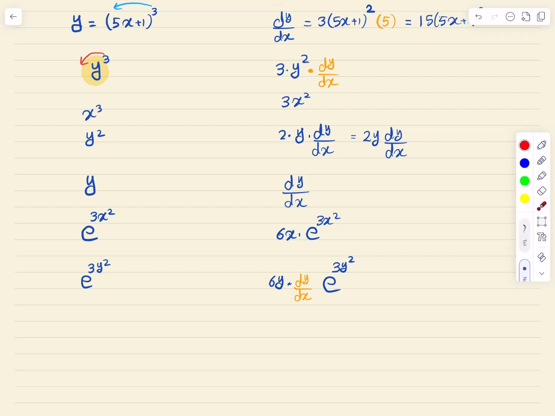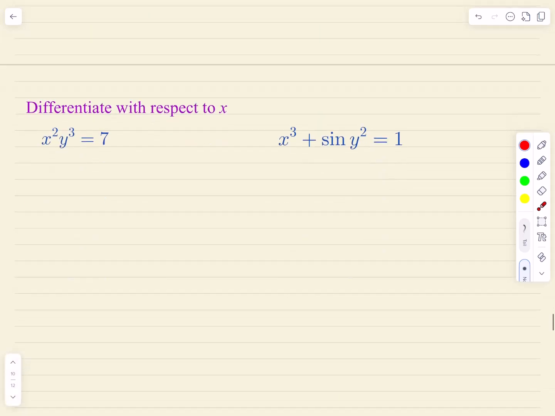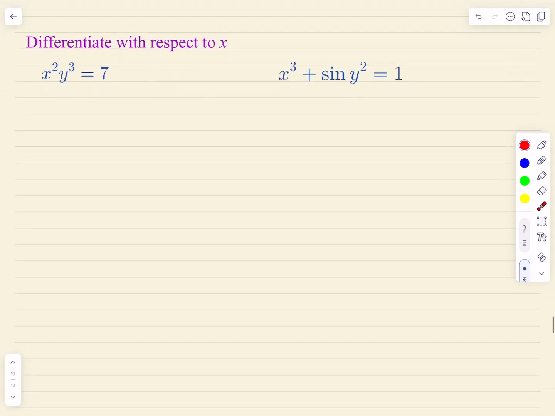So here, this is the derivative of this expression. Keep in mind, whenever you differentiate any expression that has y, the derivative must have dy over dx. Here, the derivative of this must have dy over dx. Here you have dy over dx, and for the y as well, and here you have dy over dx. Let's now have more practical examples.